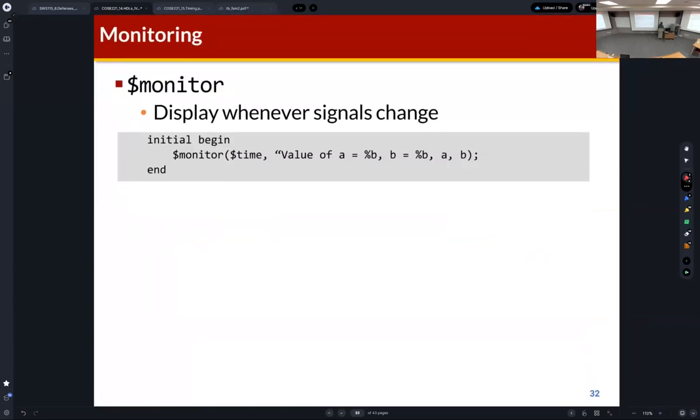And then another function is the monitor function. The monitor function displays whenever signals change. The monitor function needs to be used only once. So whenever these signals are changing, then the monitor function prints out this line.